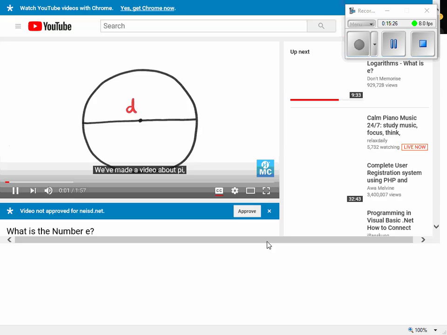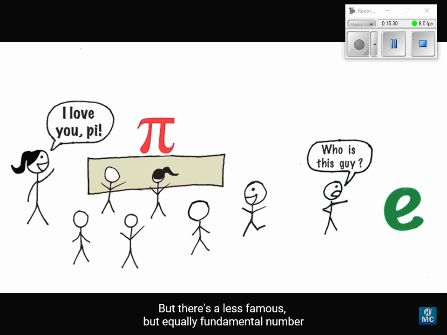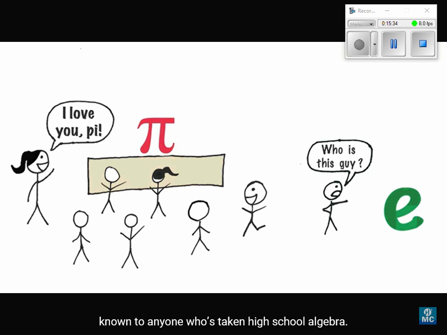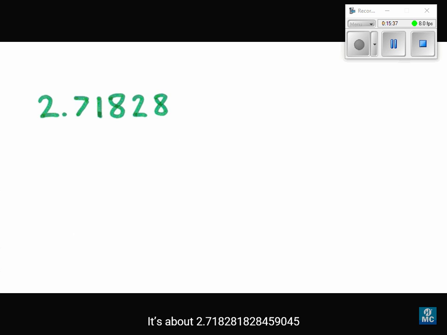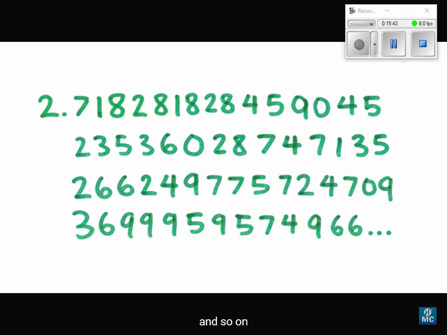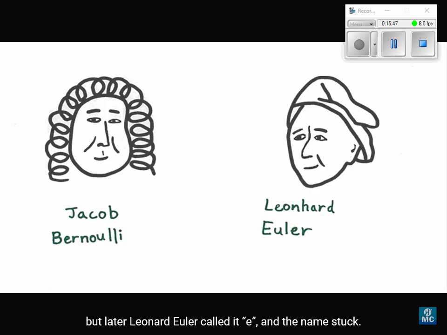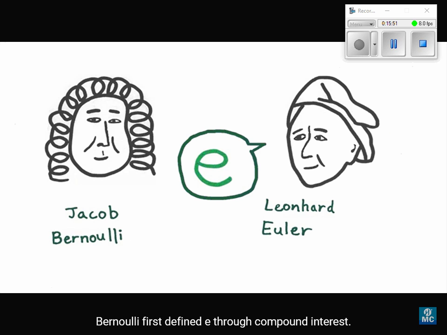About pi, the ratio of a circle's circumference to its diameter. But there's a less famous but equally fundamental number known to anyone who's taken high school algebra. It's about 2.718281828459045 and so on. And it was first defined by Jacob Bernoulli, but later Leonhard Euler called it e, and the name stuck. Bernoulli first defined e through compound interest.